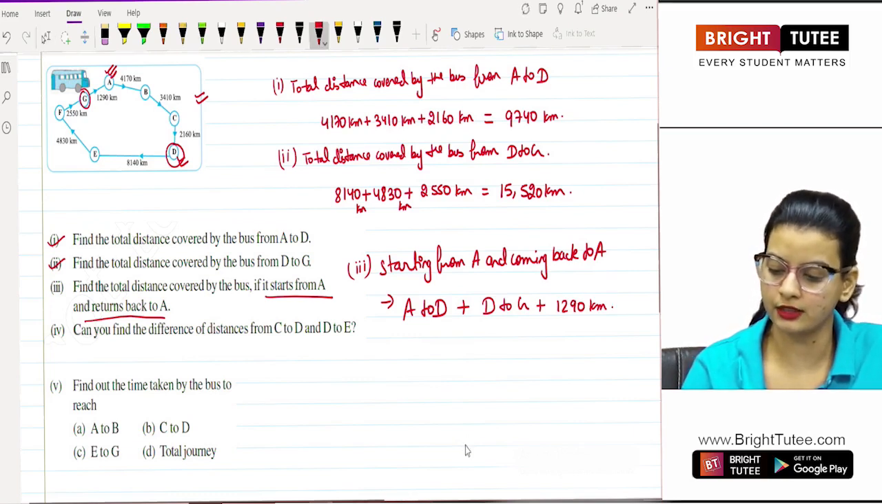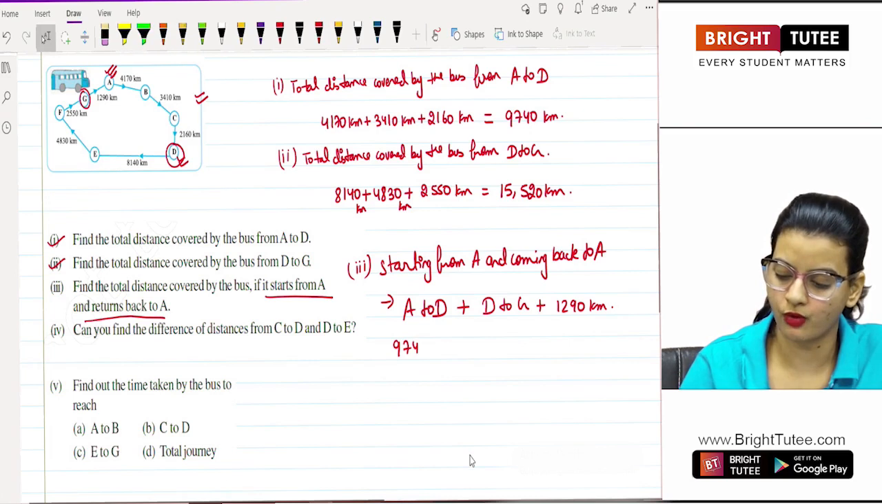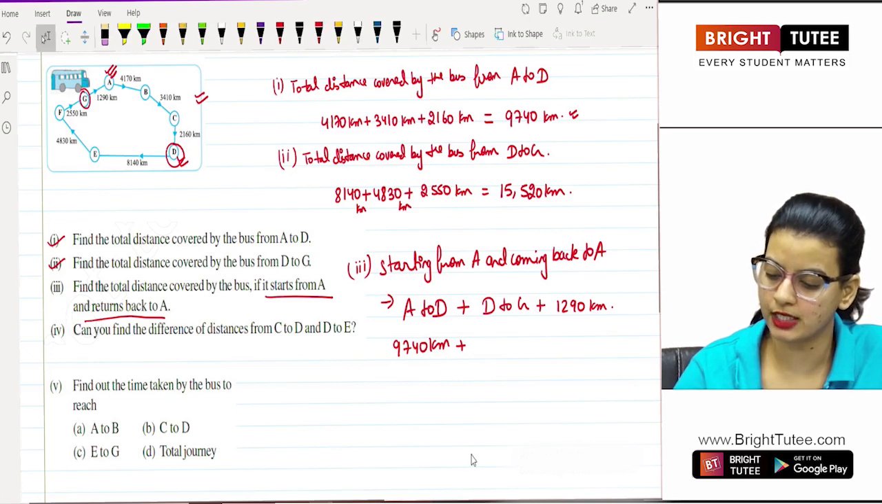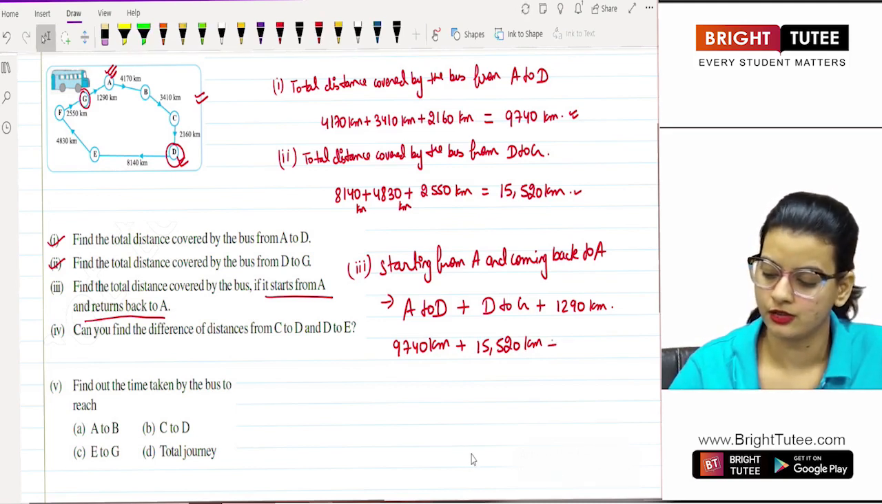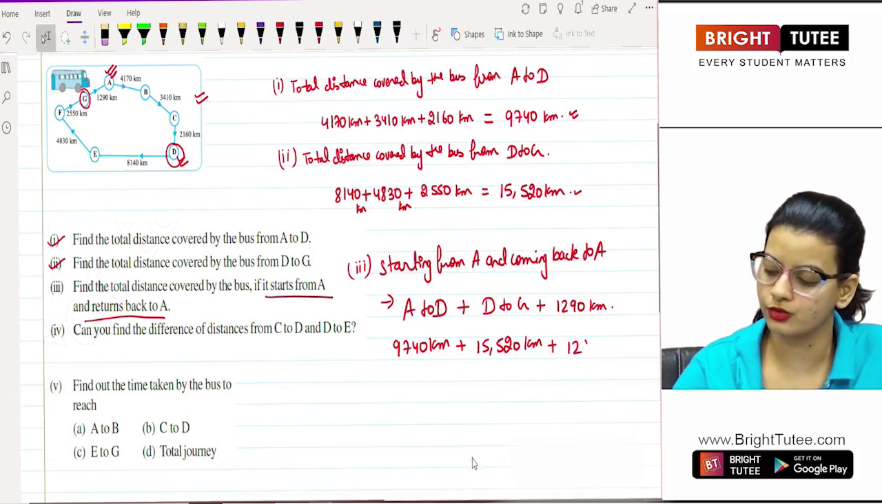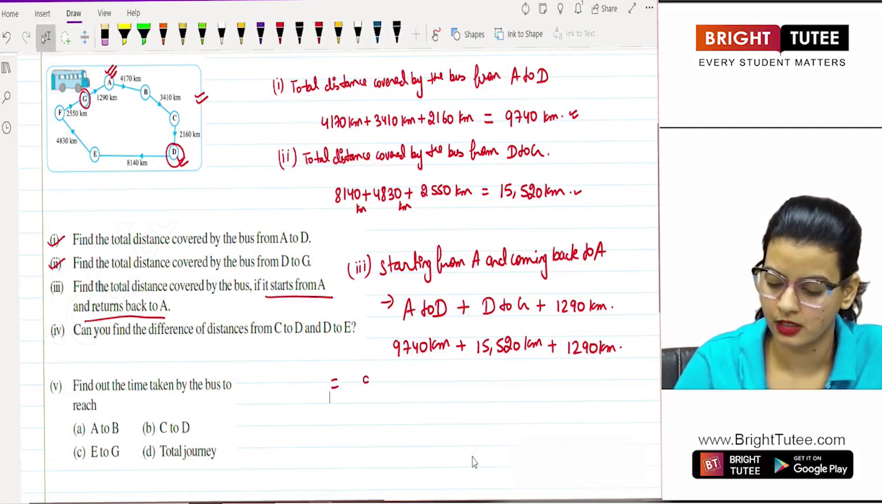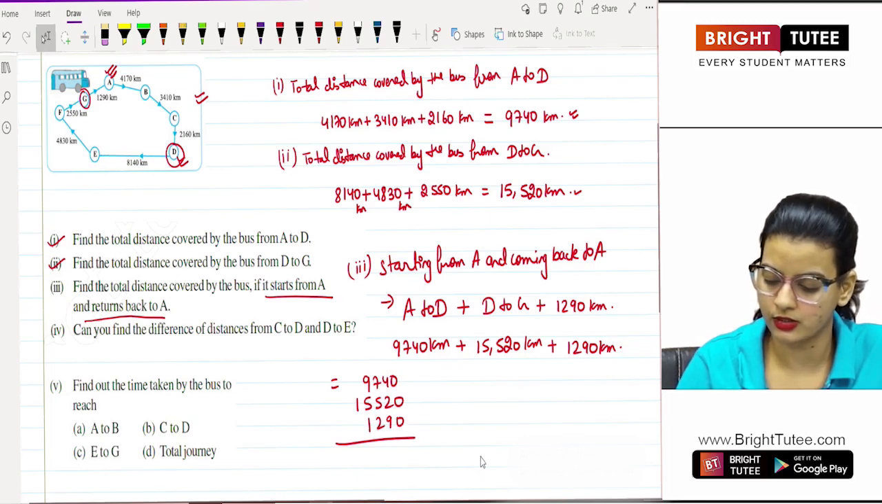So I am going to add these. A to D is 9740 kilometer that we already have. D to G is 15,520 kilometer that we already have. And then G to A is 1290 kilometer, right? So I'm going to add all of these: 9740, then 15,520, and then 1290. Let's add all these three.